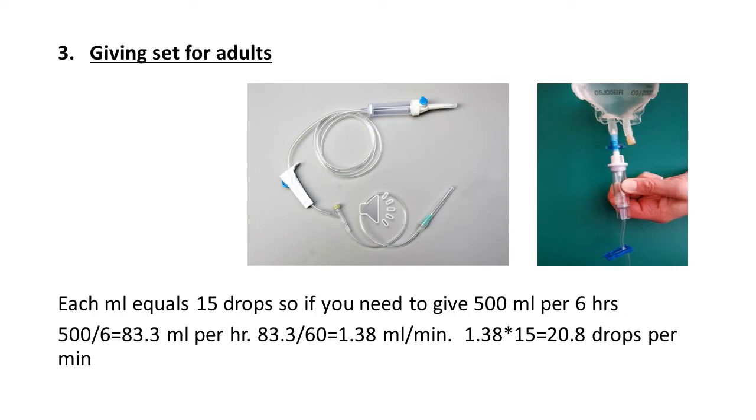Now we come to another method, using a giving set for adults. The giving set is what is called the administration set. This graduated chamber has a valve connected to the infusion fluid. In this method there is a small transparent plastic bottle, which is graduated, and dripping takes place in it.